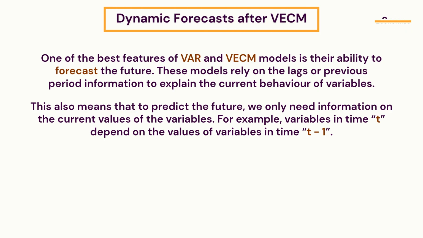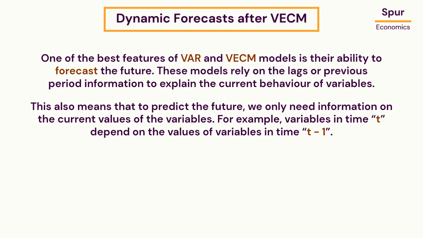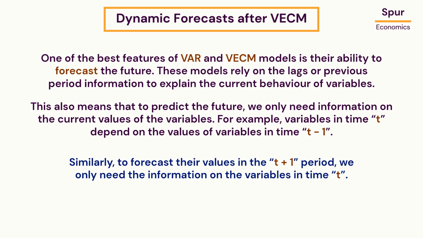One of the best features of VAR and VECM models is their ability to forecast the future. These models rely on the lags or previous period information to explain the current behavior of variables. This also means that to predict the future, we only need information on the current values of the variables. For example, variables in time t depend on the values of variables in time t-1. Similarly, to forecast their values in the t+1 period, we only need the information on the variables in time t.